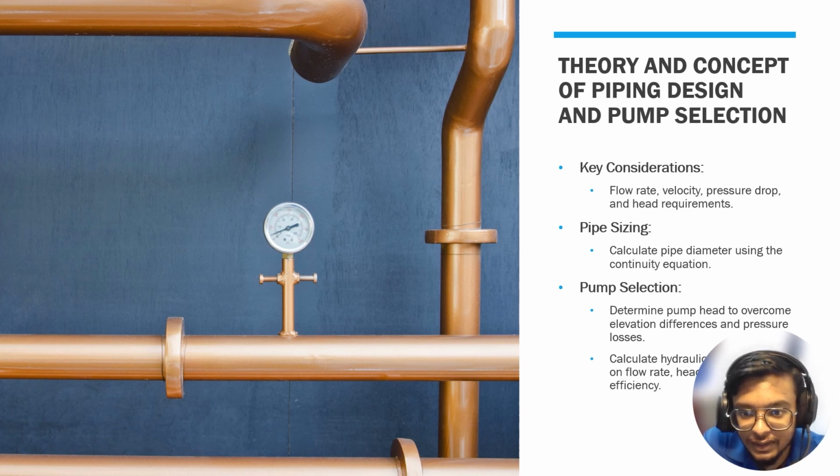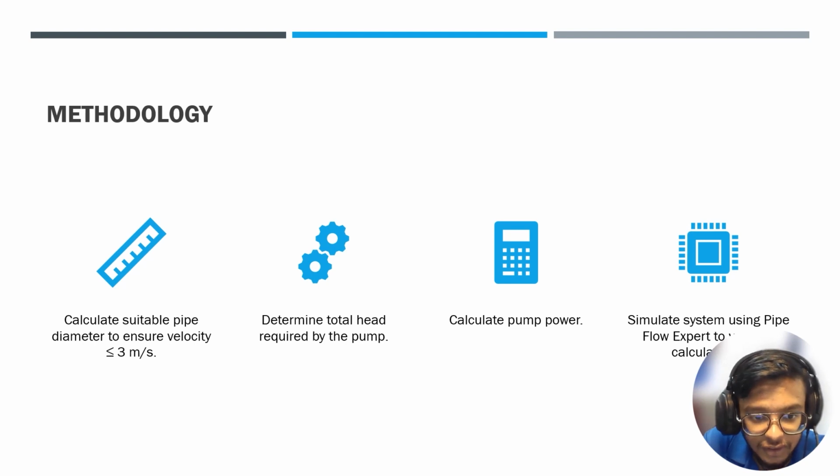Key considerations are flow rate, velocity, pressure drop, and head requirements. Pipe sizing: calculate pipe diameter using the continuity equation. Pump selection: determine pump head to overcome elevation differences and pressure losses, and calculate the hydraulics on flow rate and head losses for efficiency. And the next part is methodology.